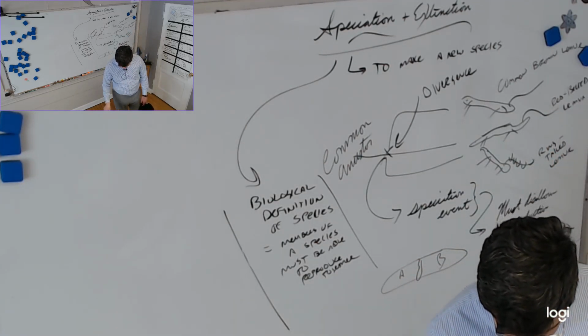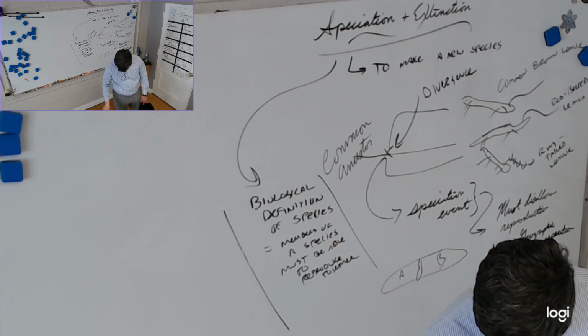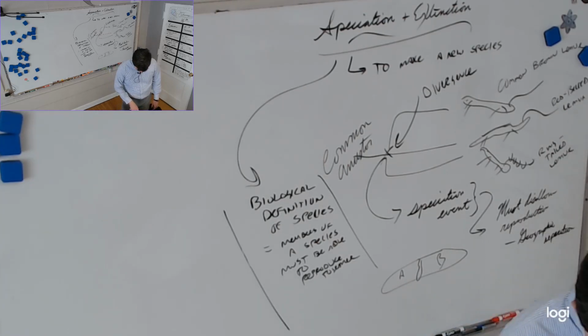Geographic barriers. Trying to think of another one. Well, your book only mentions that one, so I suppose that's good enough for now. Do you have questions about the speciation?